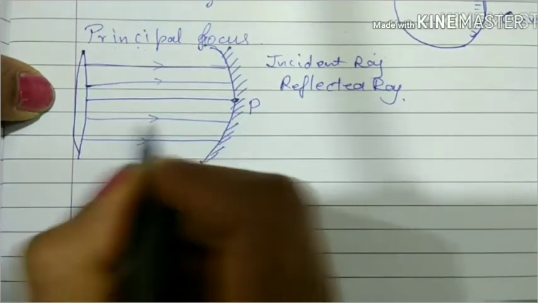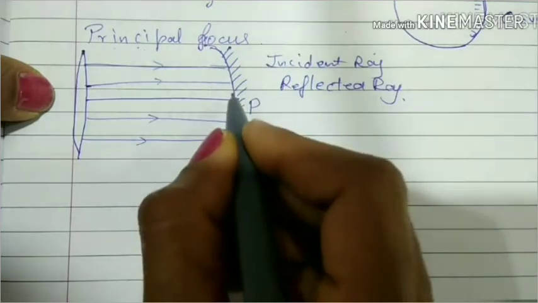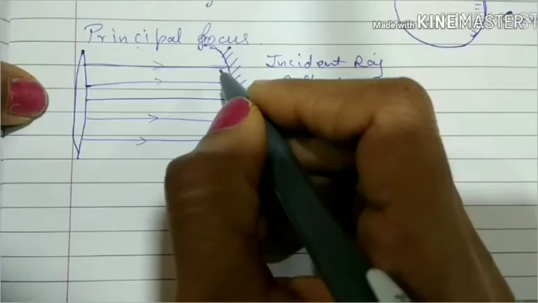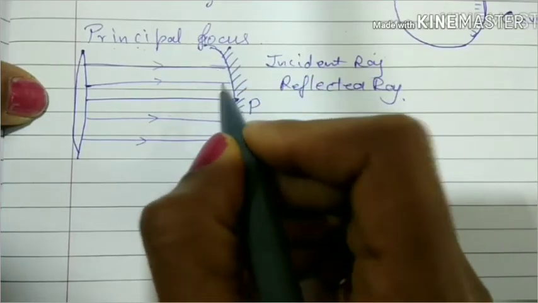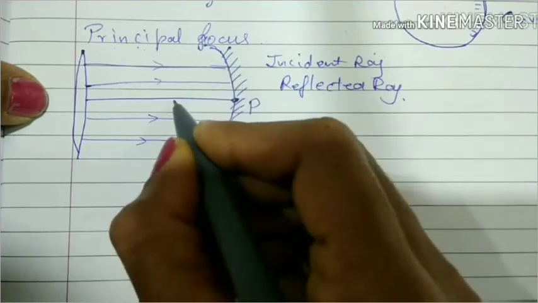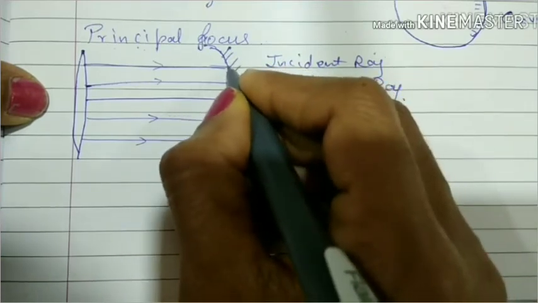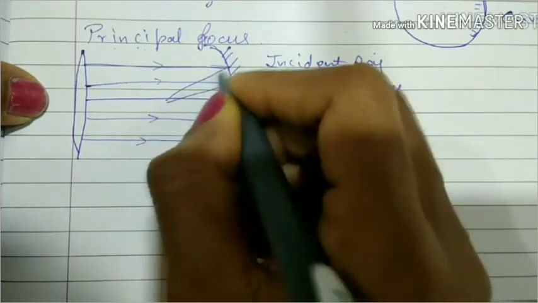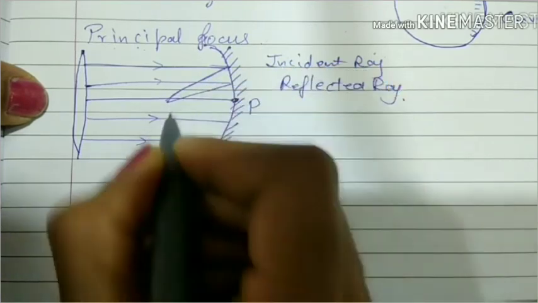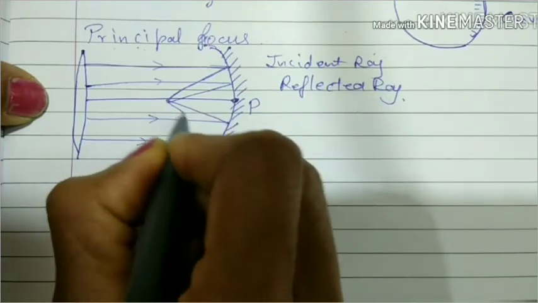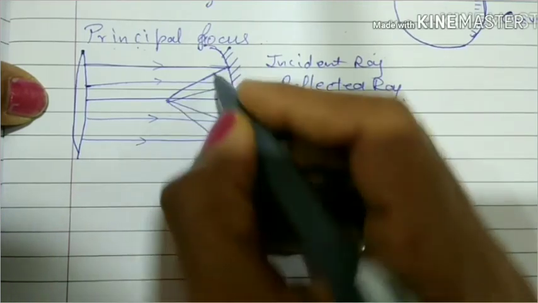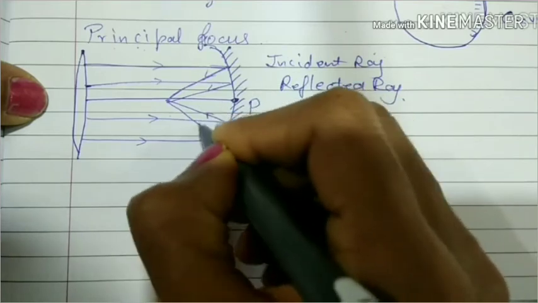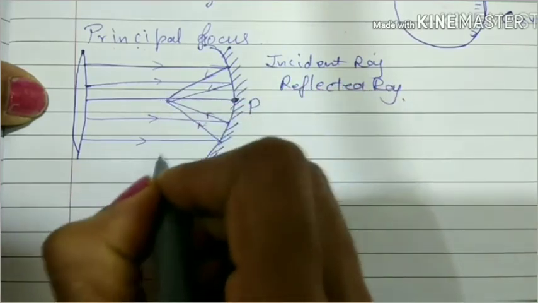Now all those rays that fall on the mirror do get reflected, and there's a specific angle of reflection by which the rays get reflected. So all these rays that get reflected are called the reflected rays. From each of these, we're just drawing the reflected rays, and all these reflected rays meet at a point. Let's consider this as F.